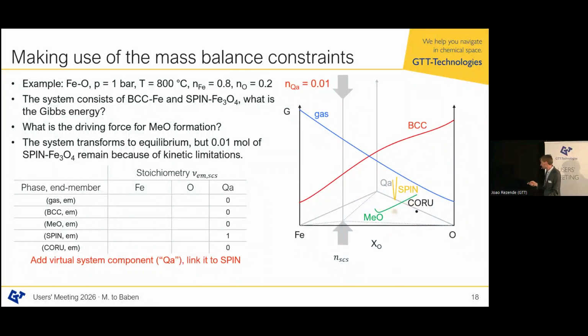And that means that now if we do a Gibbs energy minimization, we will find a tangent plane, not a tangent line anymore, but a tangent plane connecting the BCC, the MEO, and the spinel QA phase. Yeah, and you see here, you can then apply the lever rule in this triangular plane here. And this is super nice, because very often there are these constraints.